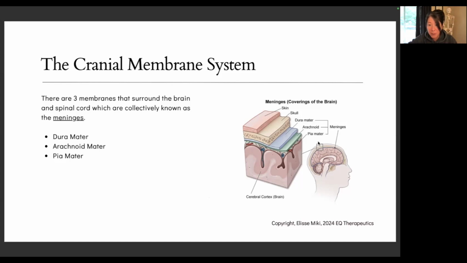Okay, so this is going to be on the outside of the skull. And we have our bone, that's our skull. And the first layer closest to the skull is going to be the dura mater. That's our outermost layer. Then we're going to have a middle layer called the arachnoid mater. Okay. And then we'll have an inner layer called the pia mater. We're going to discuss each of these a little more in depth, but collectively, these three layers are what is known as the meninges.